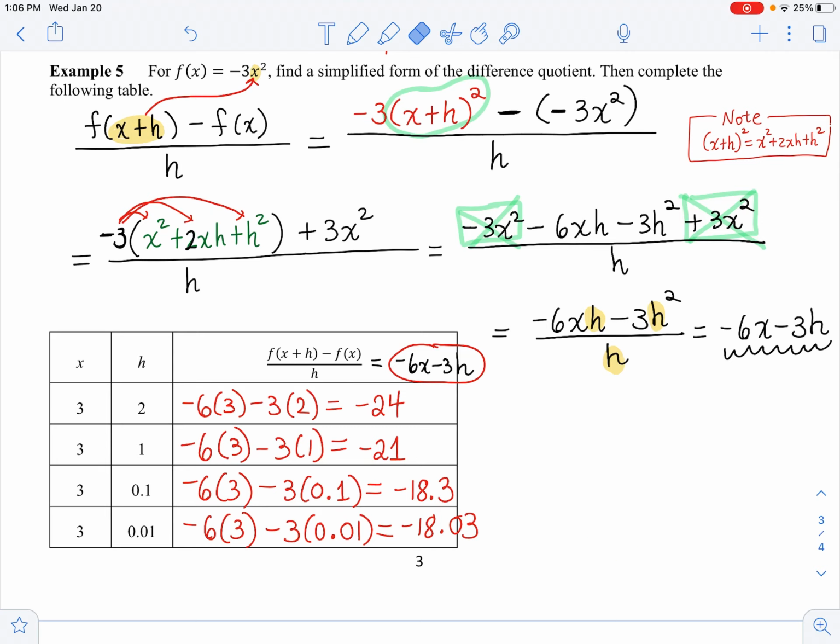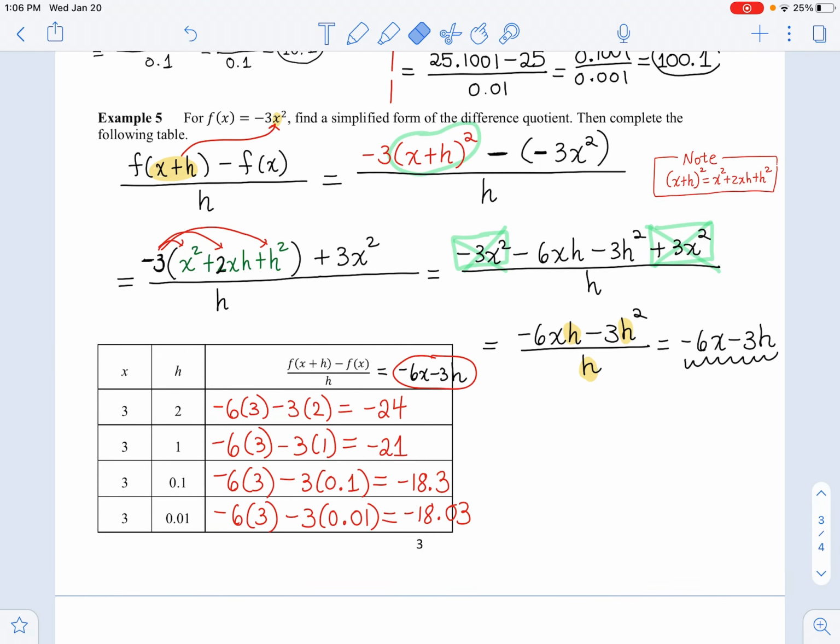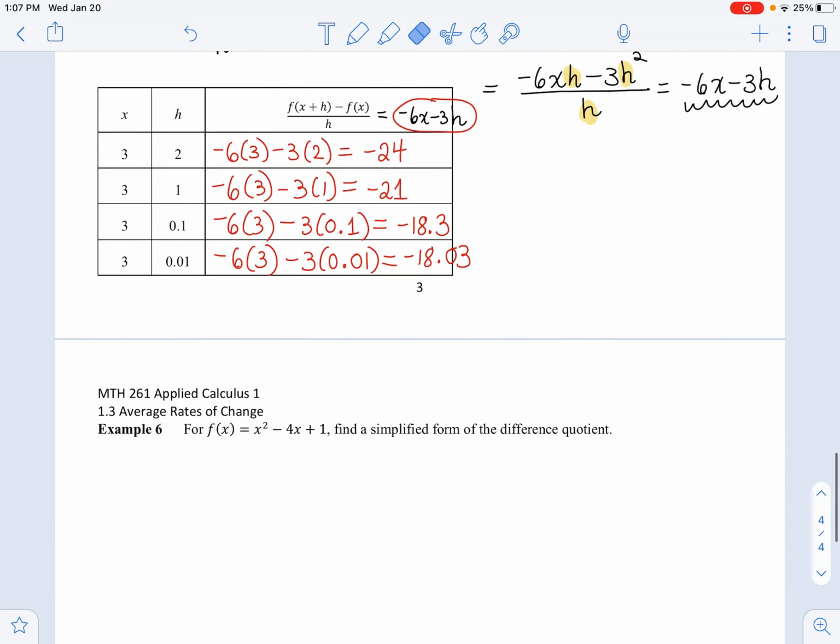But that limit thing can wait. For right now, we're just filling out the table. I think the difficult part is simplifying. It's just all that algebra part. You know what difference quotient is? It's just finding the difference quotient, simplifying it step by step. And once you get that difference quotient, we can just plug in the values they're giving us. So let's try one more.